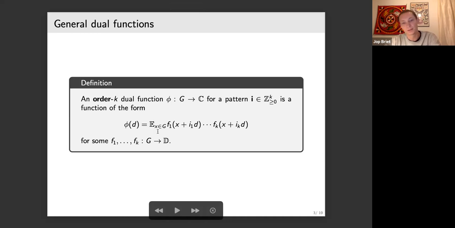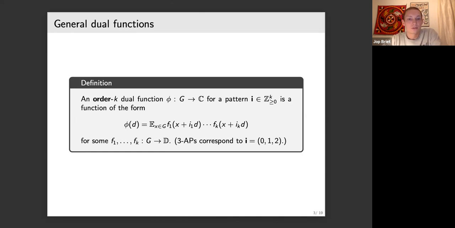It's given again in terms of the average of a product of these functions, where you now consider, instead of a three-term arithmetic progression, a linear pattern of length k, where the coefficients of the common difference, if you will, are given by the coefficients of this integer vector. So the 3AP dual functions are special cases of these order k dual functions, where the pattern is given by the integer vector 0, 1, 2. These are the most general types of dual functions I'll be considering in this talk.